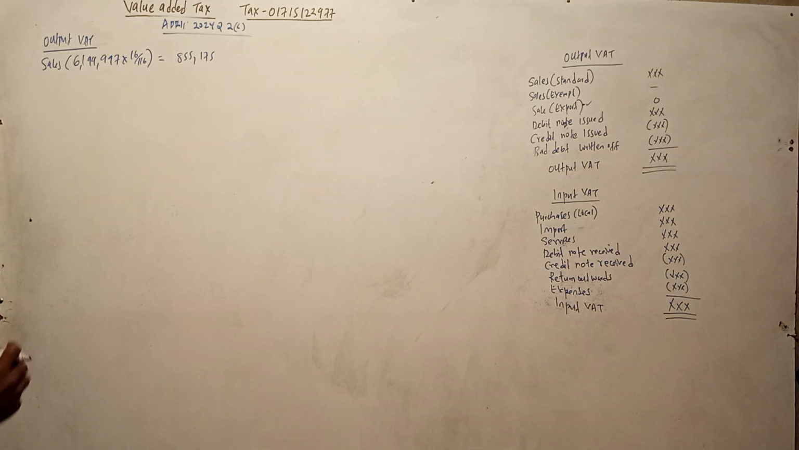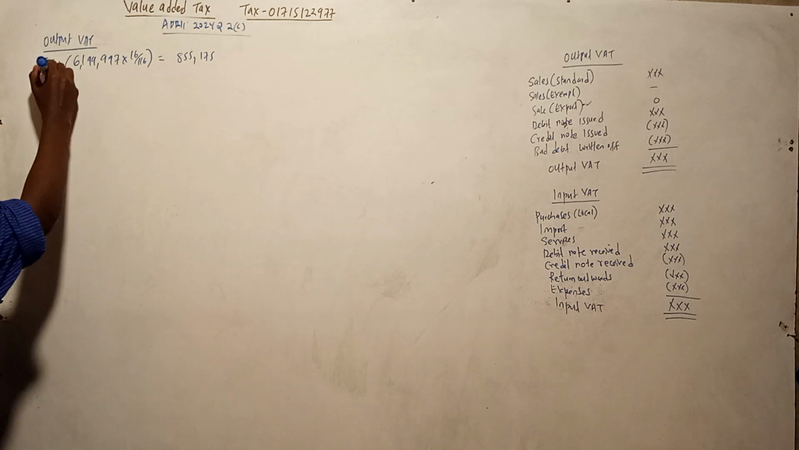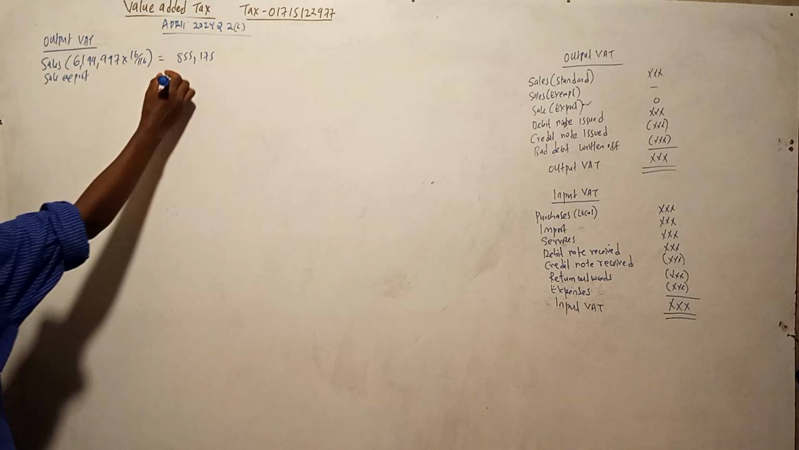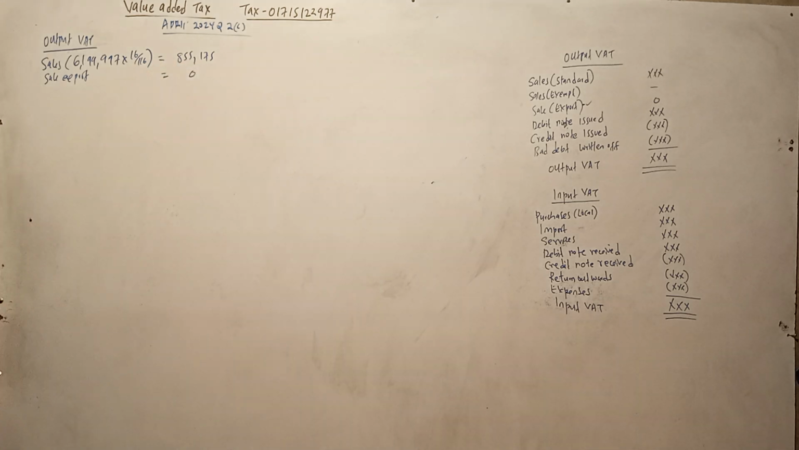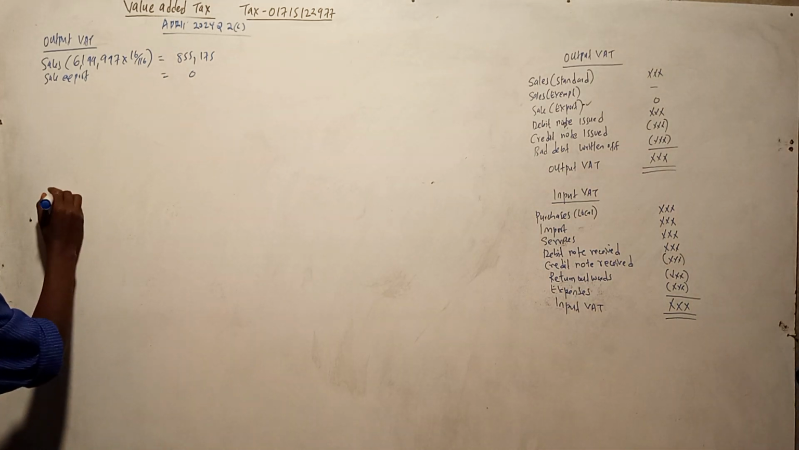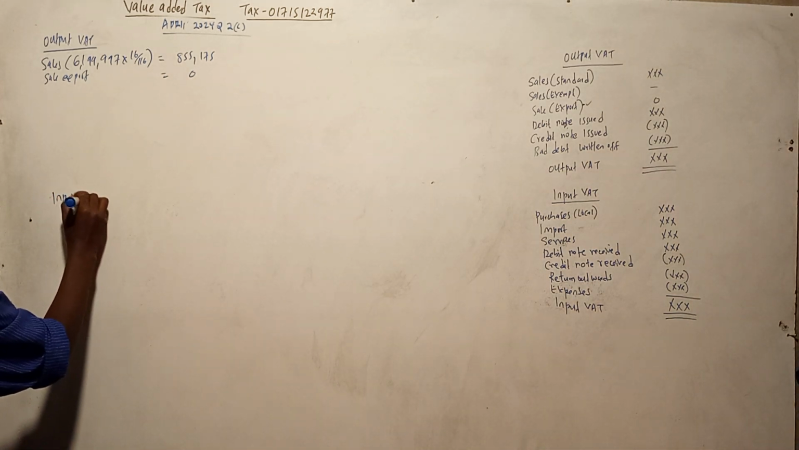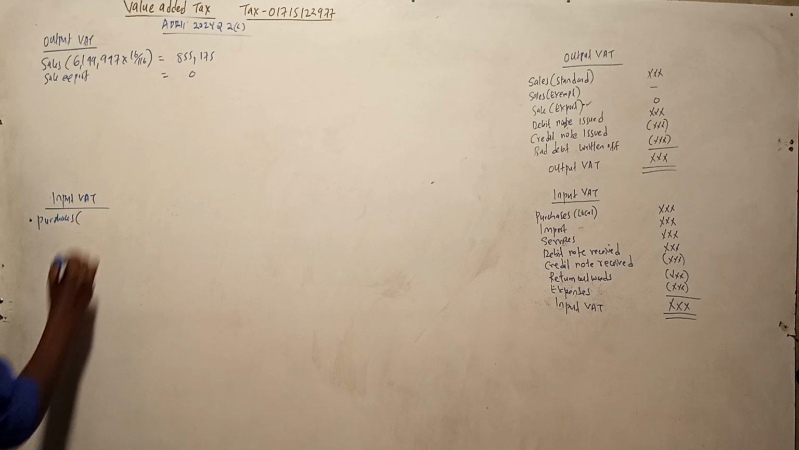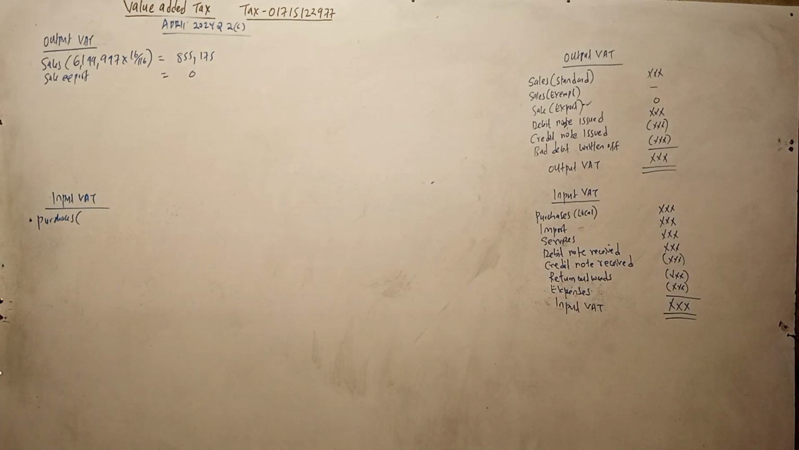So we have sales which are export. Sales export, they are zero rated. We have purchases as an input VAT. I will put them all below it as we move on. So we have purchases of 4 million.